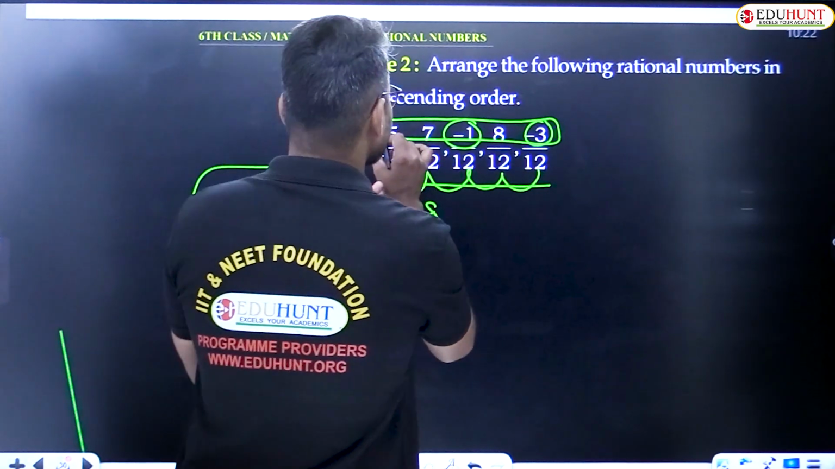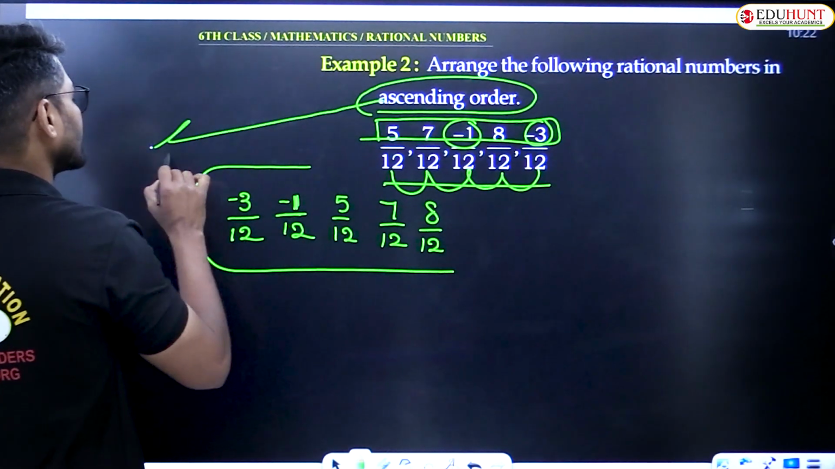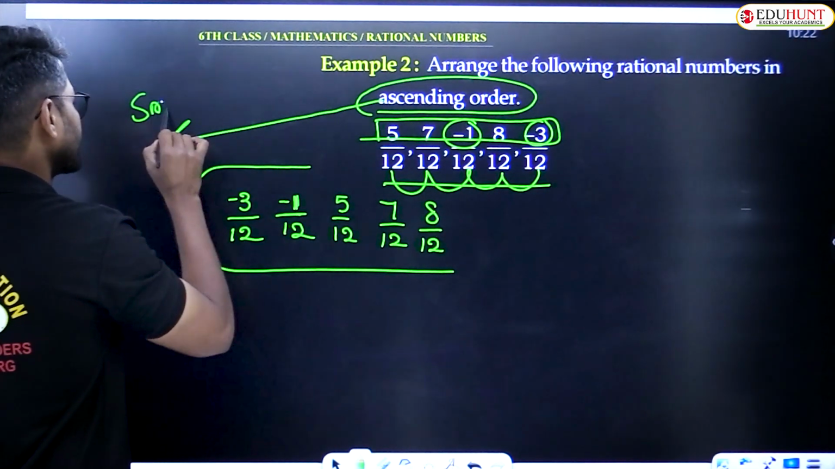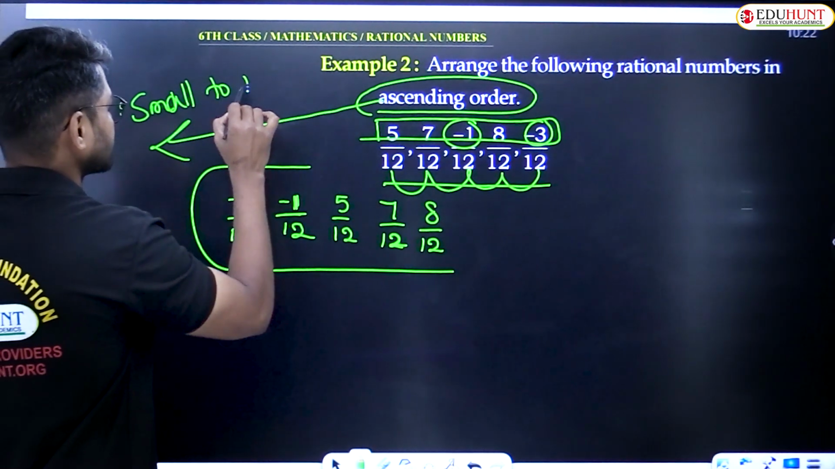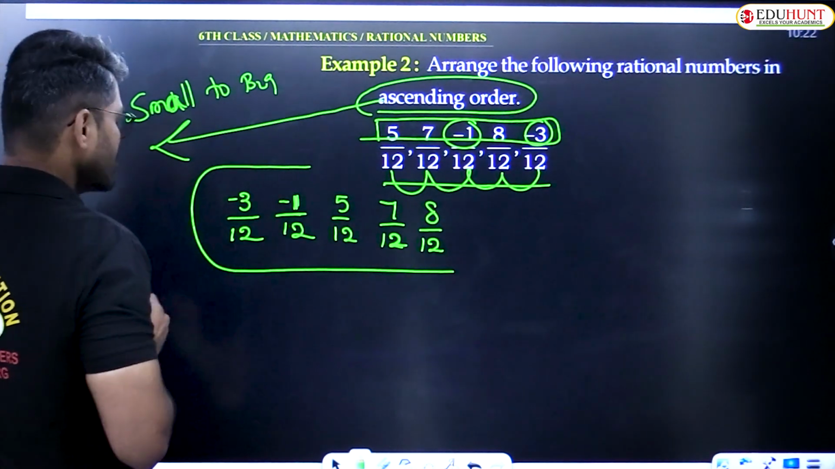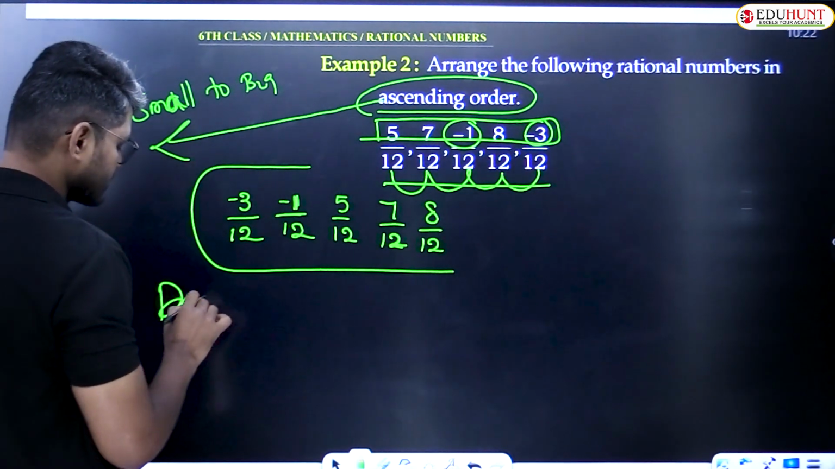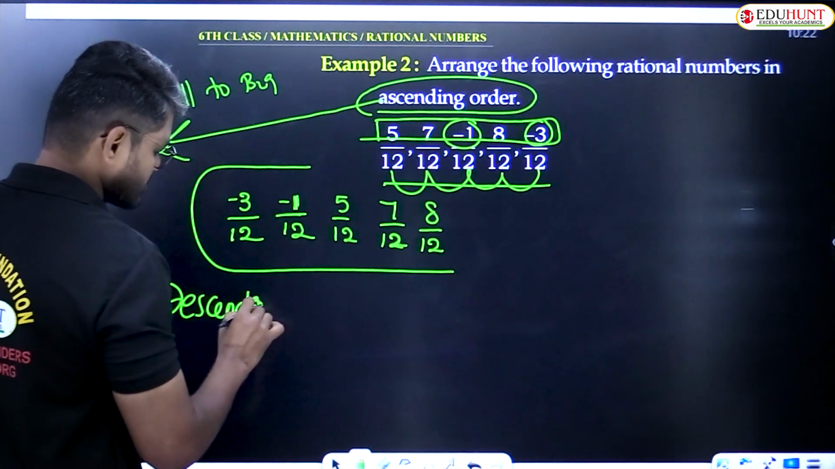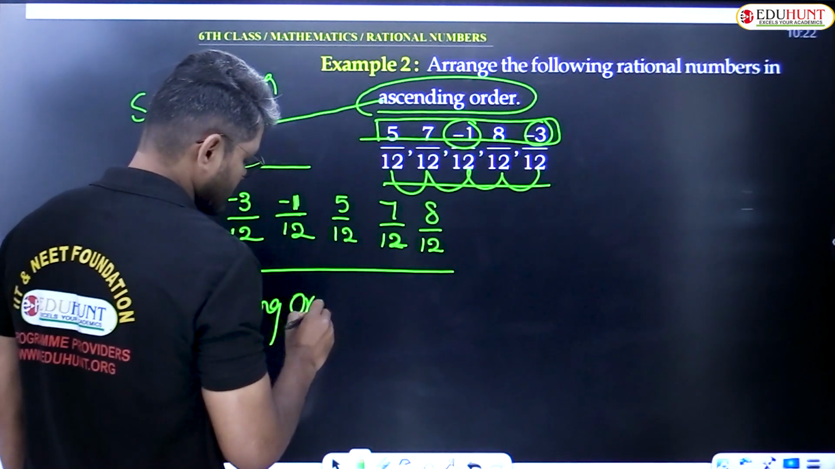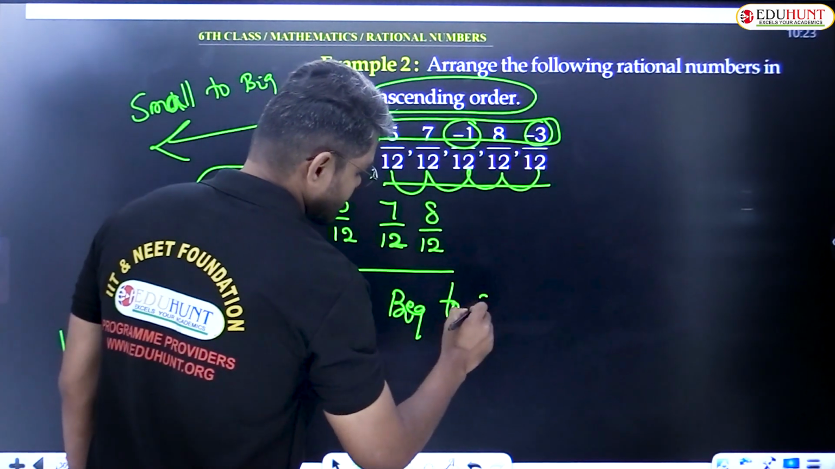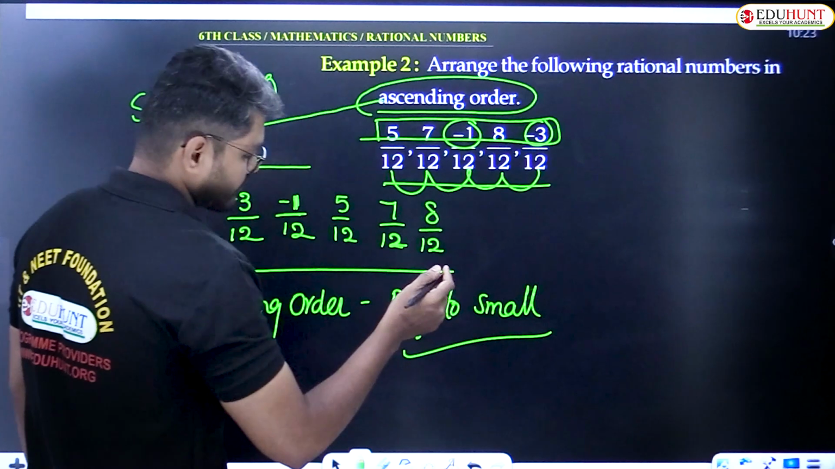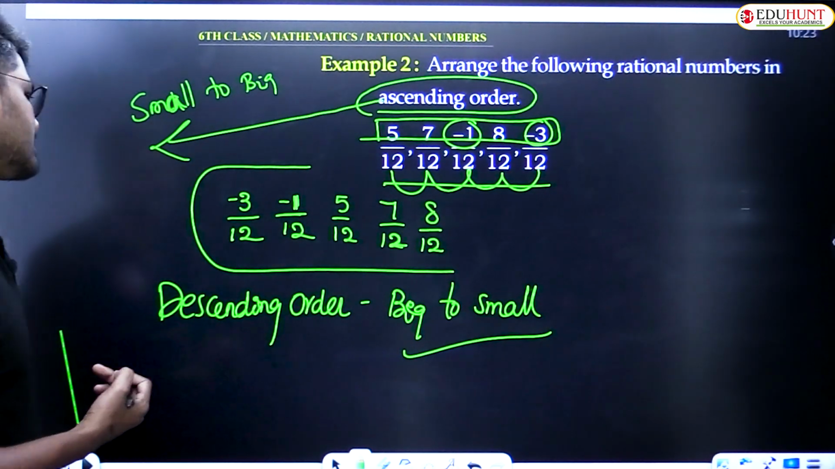What do you mean by ascending order? Ascending order means small to big. Already we have discussed. What do you mean by descending order? Big to small. These are ascending order and descending order.